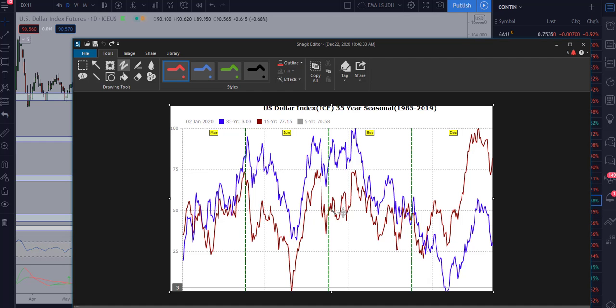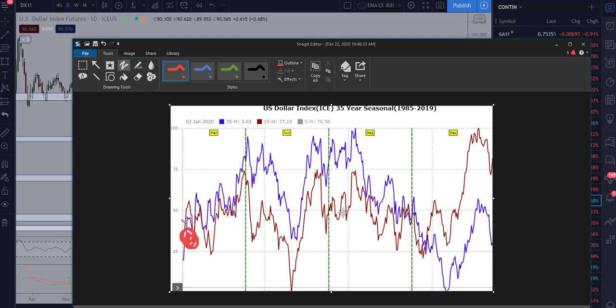Just want to show you from a seasonal standpoint as well. As we come into January, usually December is weak for the dollar, which we've clearly seen on the chart. But as we head into January, January is a historically bullish month for the greenback. So here we are on a 35-year seasonality chart going back from 85 to 2019, and this is the start of January right in here.